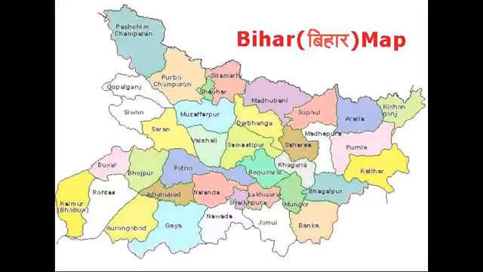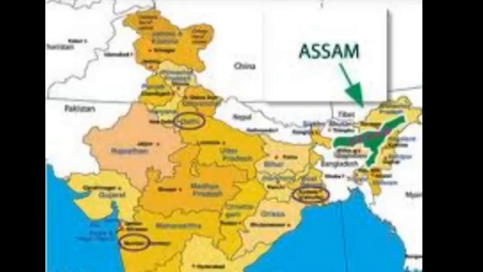Eventually, the British repealed the partition of Bengal in 1911. When the partition was repealed, Bihar, Orissa, and Assam arose from the western area.